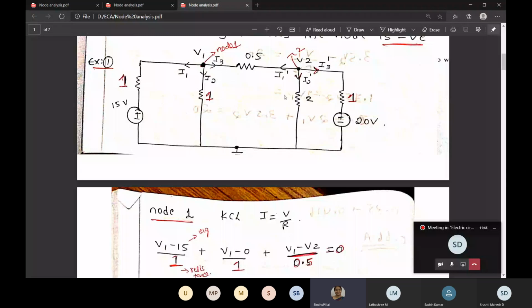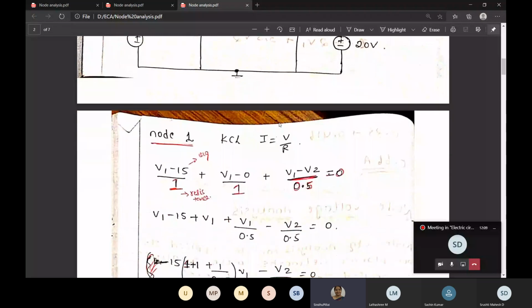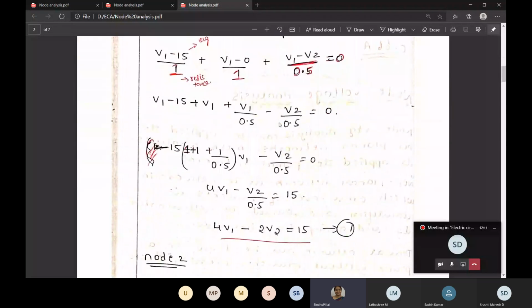The similar method will be applied for node 2. So in node 2 also we similarly have 3 branches here. Assume the currents as I1 dash, I2 dash and I3 dash. So the first one, we can go with anything. We can write V2 minus 20 divided by 1, V2 minus 0 divided by 2 and V2 minus V1 divided by 0.5. All these are the equations for node 2.